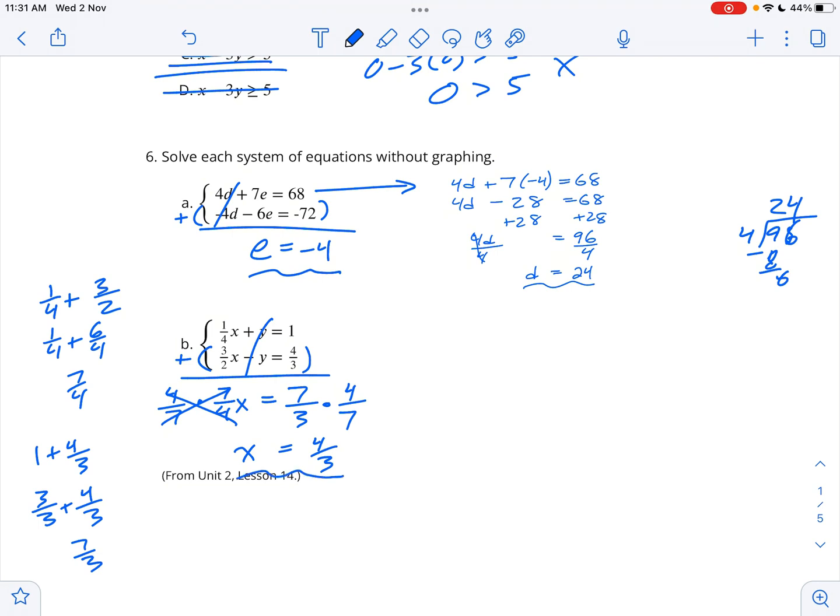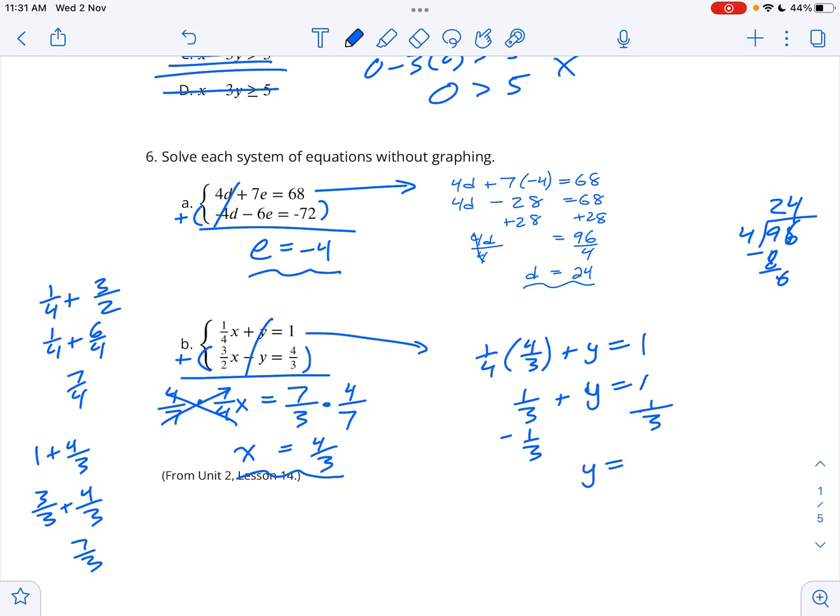And now I've got to figure out my y. So let's go ahead and I'll use my first equation again. 1/4 instead of x, I'm going to substitute in 4/3, plus y is equal to 1. And that's going to give me 1/4 times 4/3 is 1/3, plus y is equal to 1.